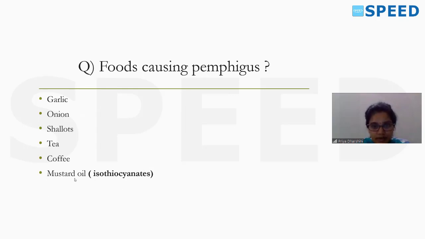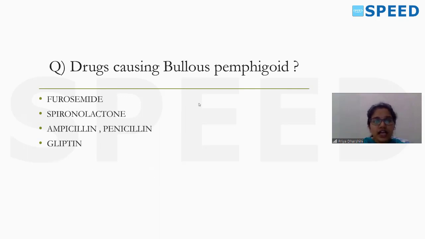This mustard oil not only causes pemphigus, it is also associated with irritant contact dermatitis and allergic contact dermatitis, and the chemical which is responsible for causation of all these skin disorders is isothiocyanate. So this is a very important thing to remember. Apart from that, what you have to remember mainly is the onion group of vegetables, and tea, coffee, tannins, and caffeine can cause pemphigus.